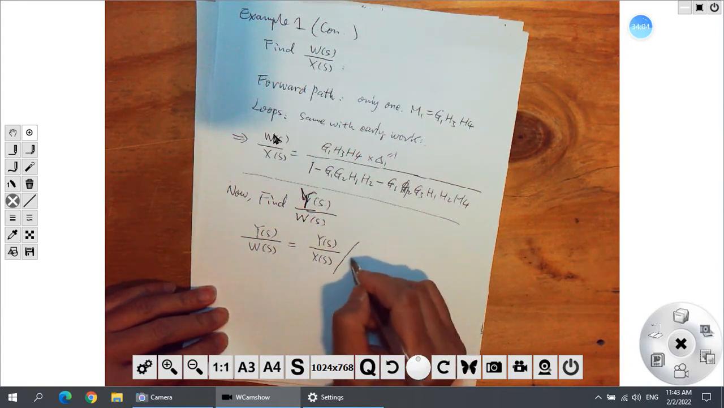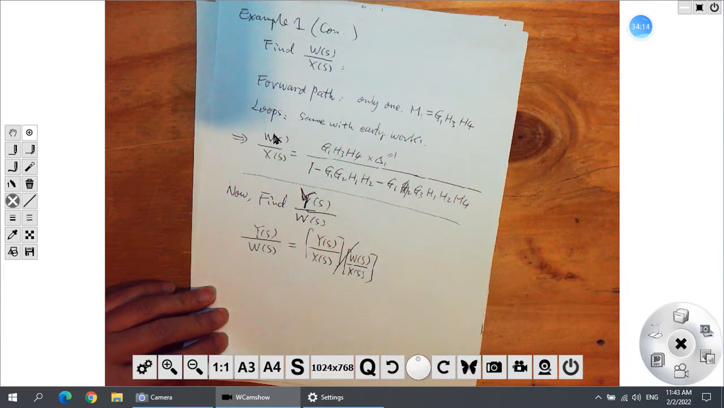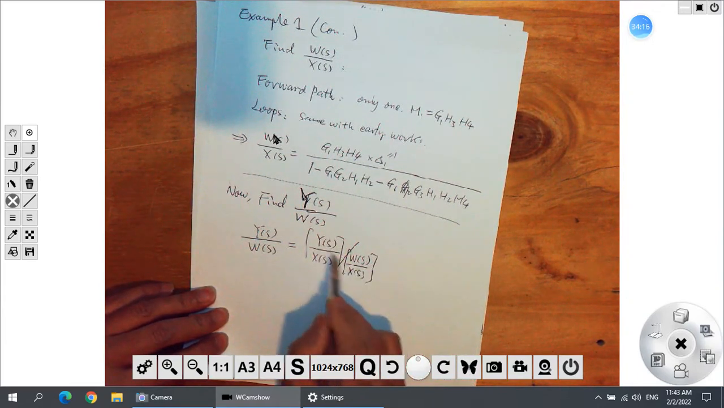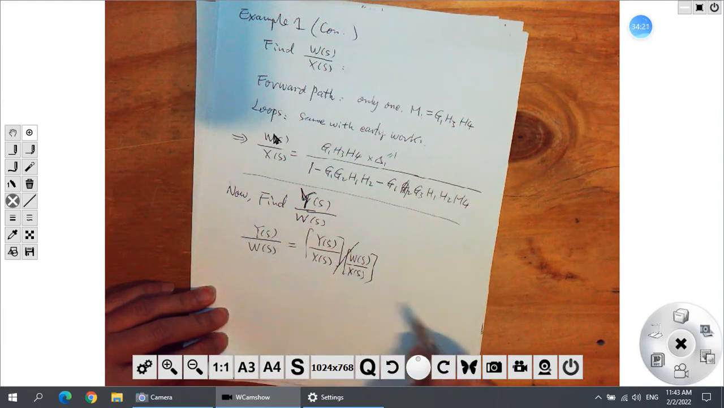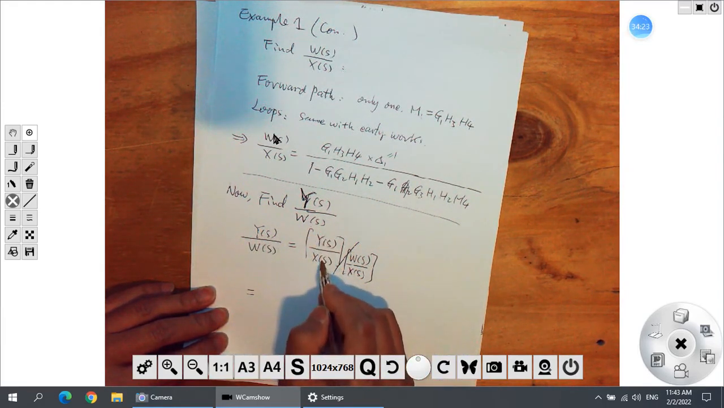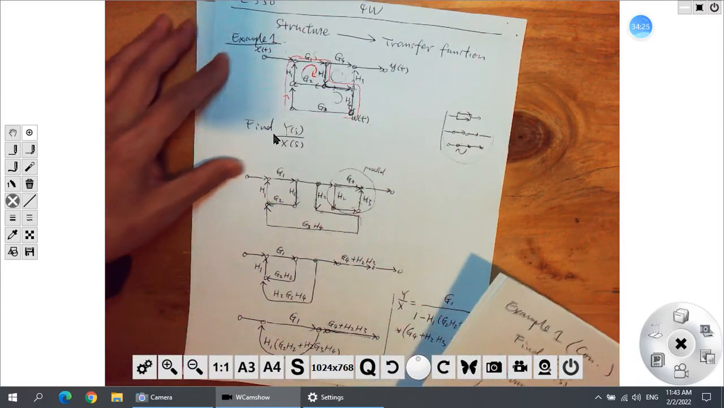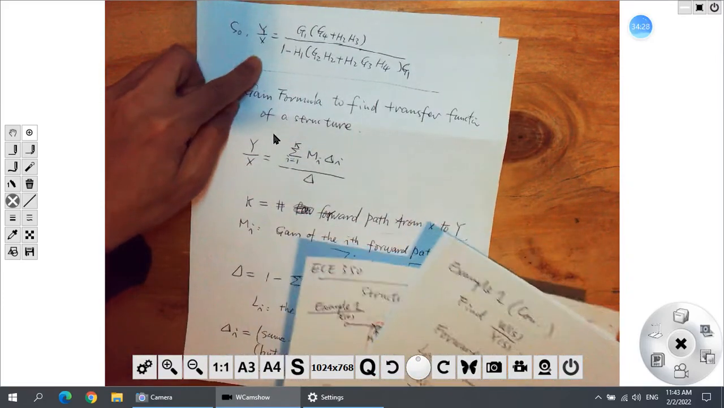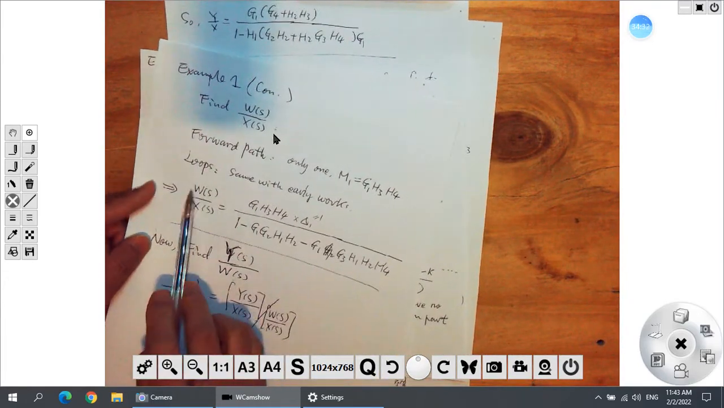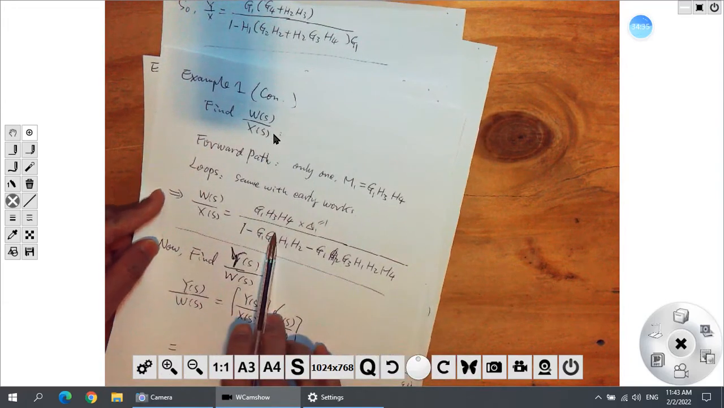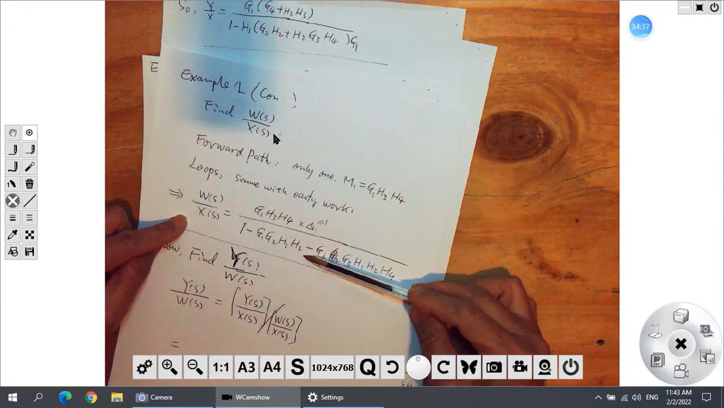So y over w can be written as Y(s) over X(s) divided by W(s) over X(s). We can write it in this way. Then for each part we can use the gain formula and combine them together. Y over x is just this one, and w over x is this one, and this one over this one.